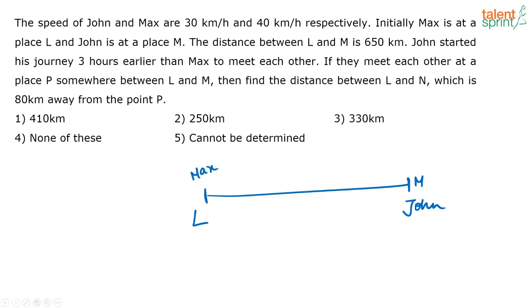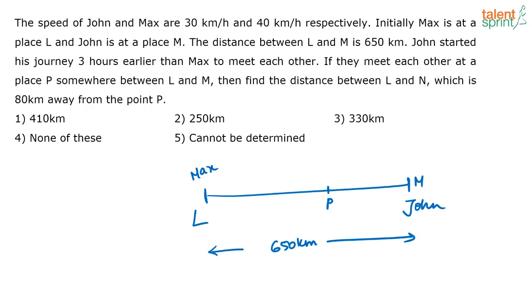Now the distance between L and M is 650 kilometers. So this distance is 650 kilometers. Now John started his journey 3 hours earlier than Max. If they meet each other at a place P, somewhere between L and M, then find the distance between L and N, which is 80 kilometers away from the point P.